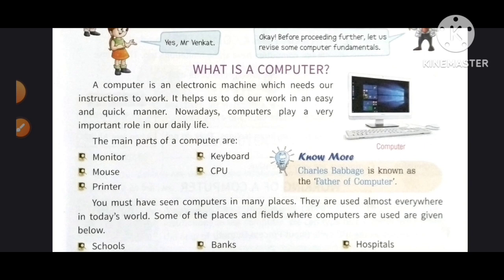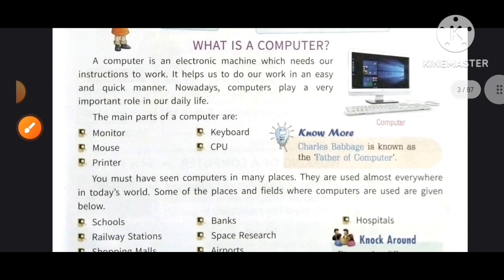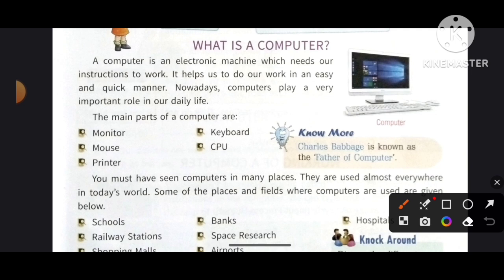So first we have to know what is computer. Okay, so what is computer? We can say a computer is an electronic machine which needs our instruction to work. What is computer? Computer is an electronic machine which needs our instruction to work. Okay, all computers need our instruction to work. A computer is not a human, it is an electronic machine.